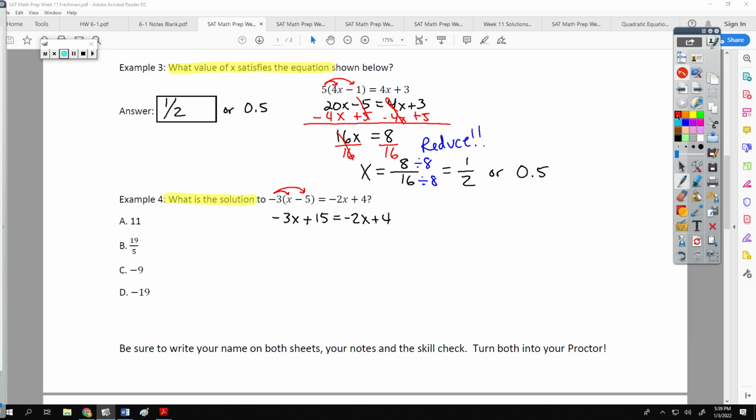We're going to isolate the x by adding 3x to each side and subtracting 4. Now remember, it doesn't technically matter which direction you move x and which direction you move the number, but you do want them to be on opposite sides of the equation. So that would give us 11 equals x. The question asks, what is the solution? So we don't need to do anything with that. That is our correct answer. X equals 11.